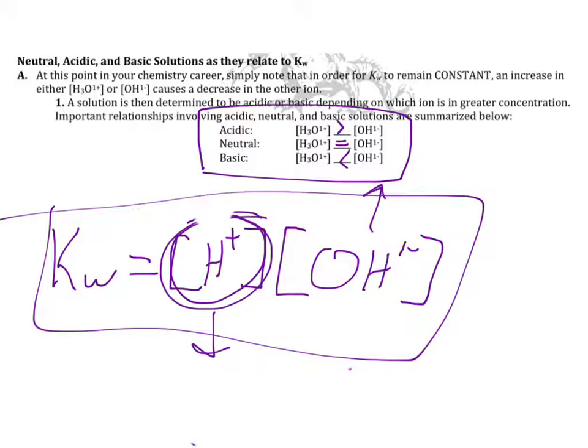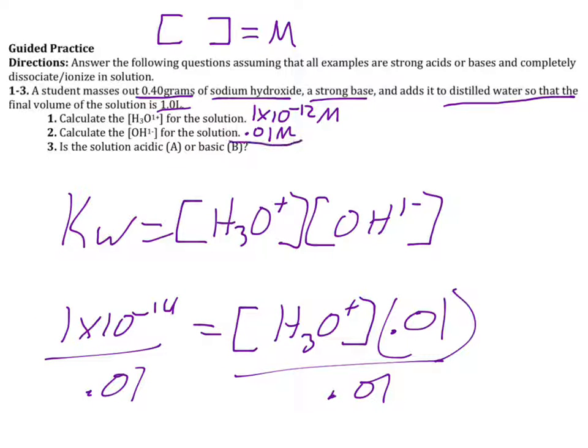If something is acidic, it's going to have a hydronium ion concentration that's greater than the hydroxide ion. If something is basic, that means that it's going to have a hydroxide ion concentration that's greater than the hydronium. In this situation, notice how this is a greater concentration. 0.01 is greater than 1 times 10 to the negative 12. Because we have a greater hydroxide ion concentration, that means that it is basic.